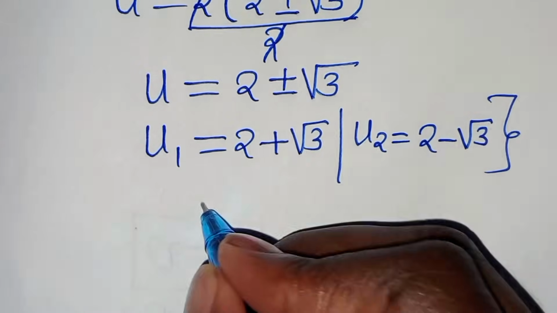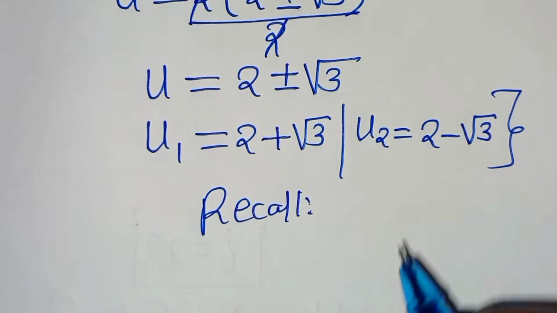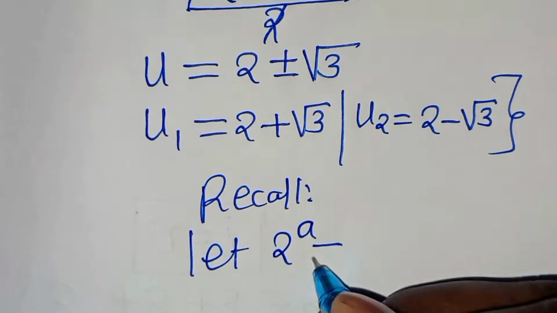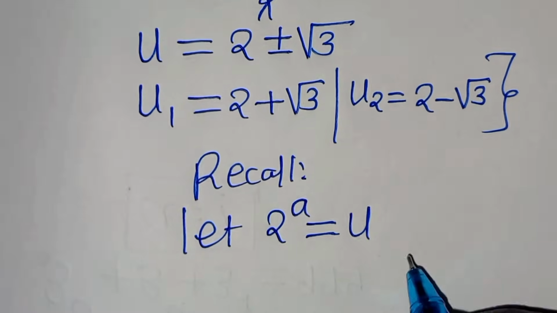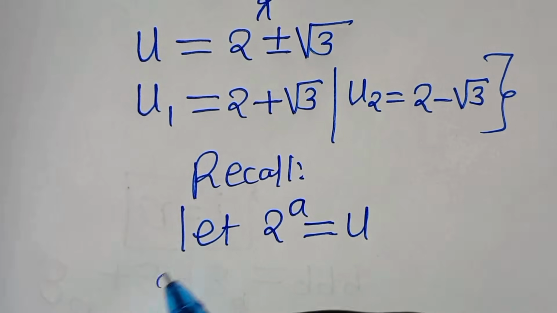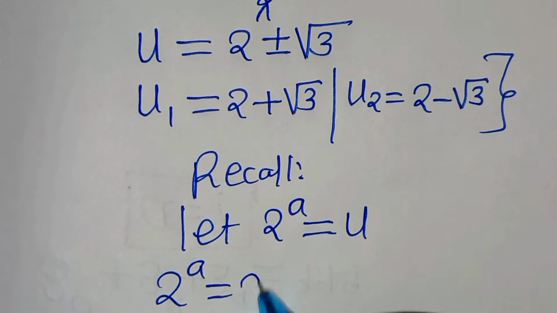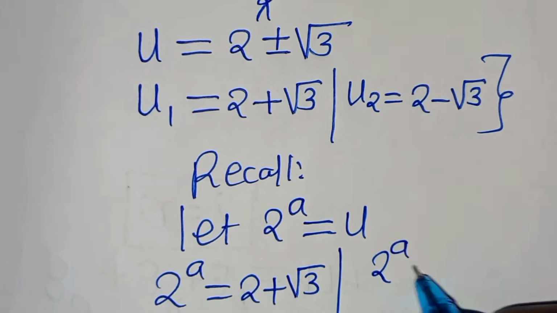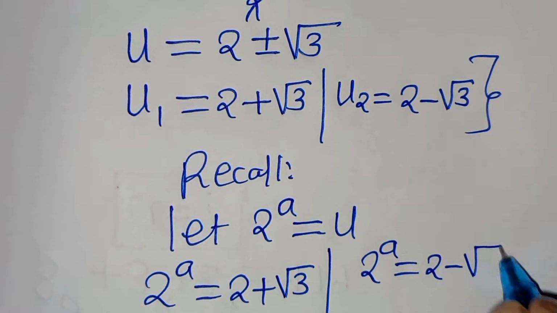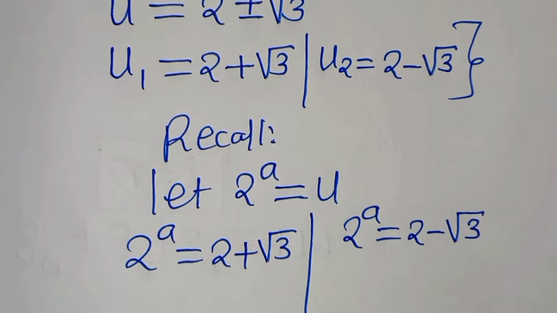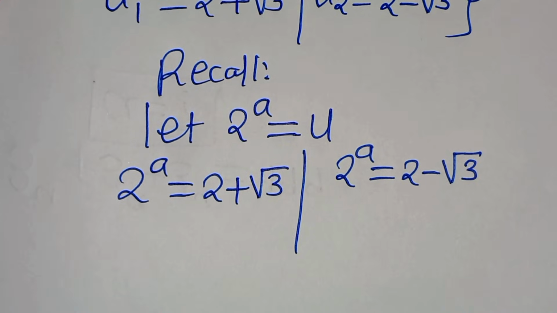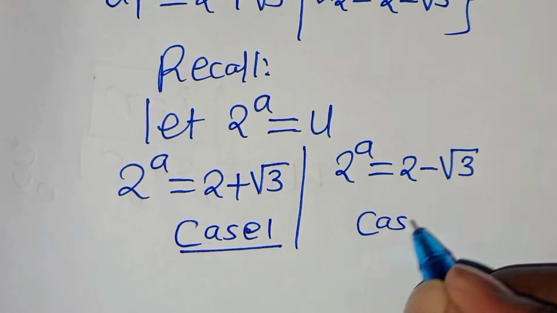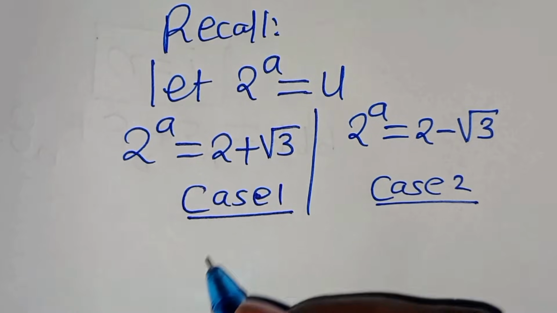The next step is that if you recall, we insist that we let 2 to the power of a be equal to u. So let's start with u1. This is 2 to the power of a, equal to 2 plus square root of 3. Then we have 2 to the power of a equal to 2 minus square root of 3. Now this is case 1 and this is case 2. So let's start with case 1 here.